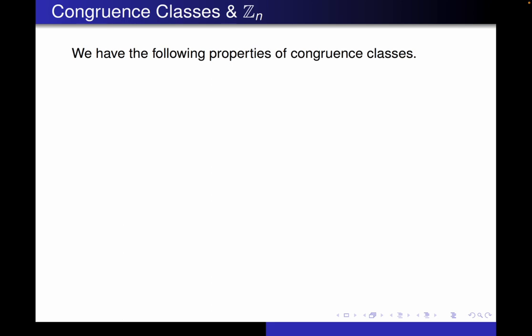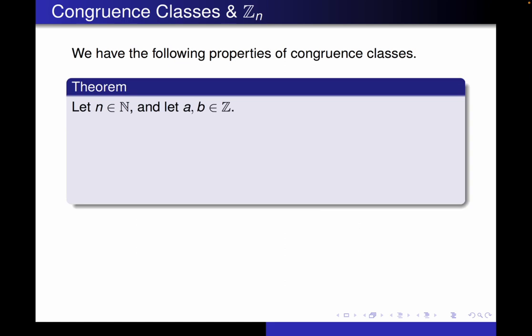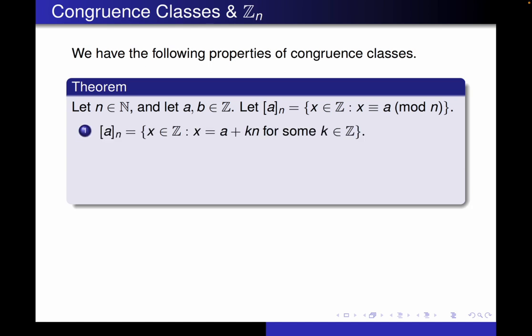So here are some properties of congruence classes that we proved a couple videos back. Again, n is a natural number, let a and b be integers, and we define bracket a equal to the set of all integers x such that x is congruent to a mod n. That's just a reminder from the last slide. Another way of saying bracket a is the set of all the integers x such that x equals a plus kn, where k is an integer.